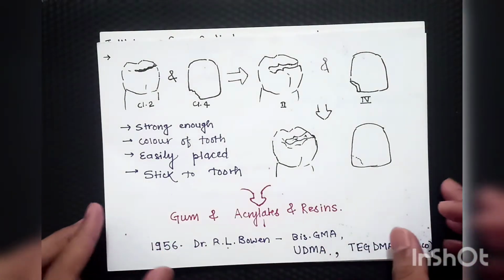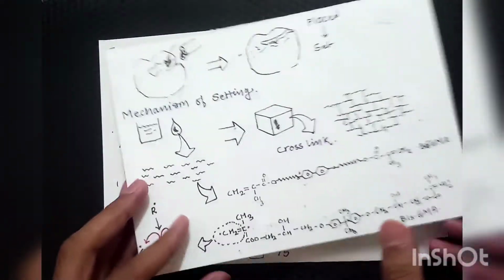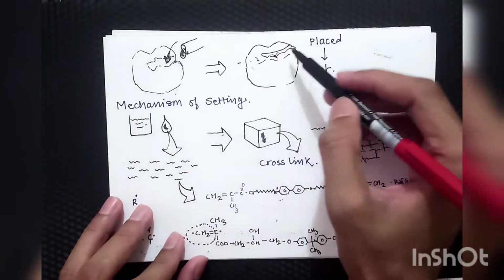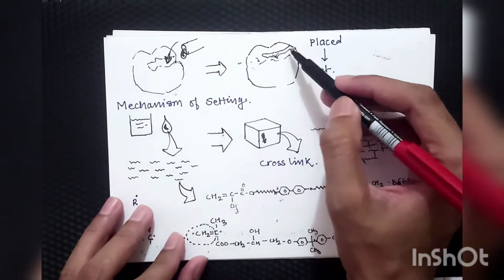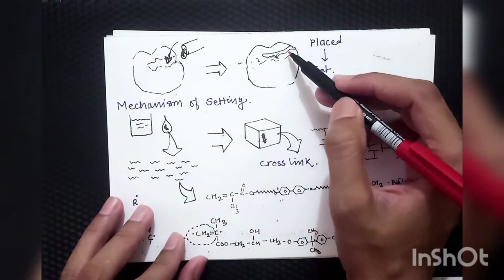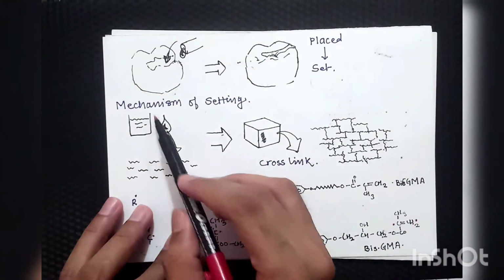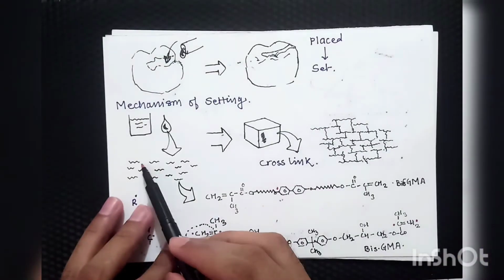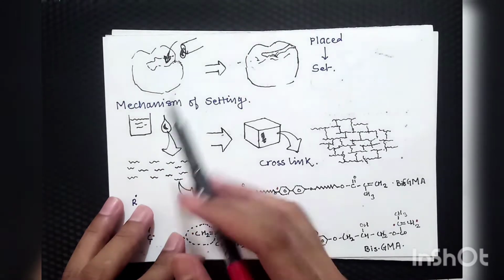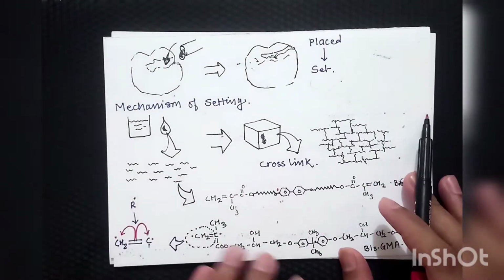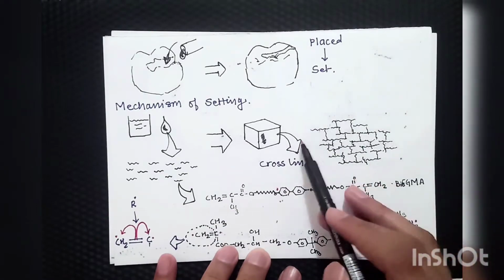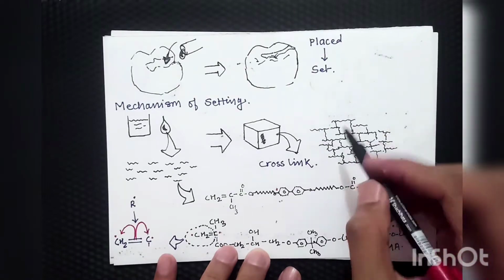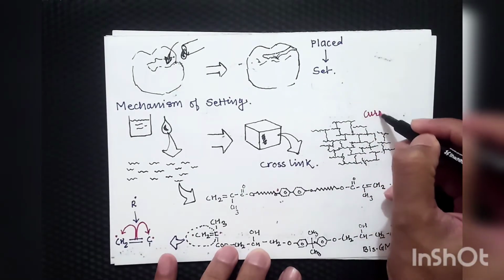So how does this resin material work? This is a prepared tooth, and we place resin here. Now after placement, the resin sets and gets hardened. The mechanism of setting is that when the resin is not set or not cured, it is in monomer form. This is a liquid or semi-liquid form. When it gets polymerized, when these monomers get cross-linked, they will be hardened. It is called cured resin.